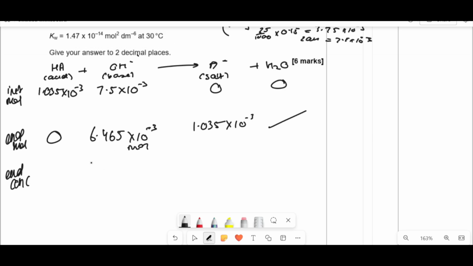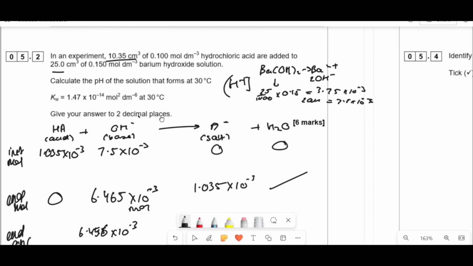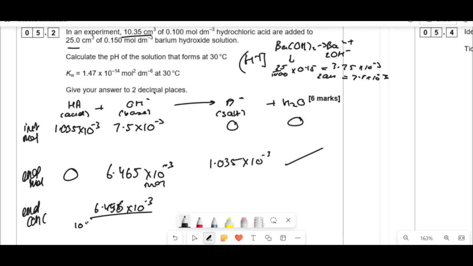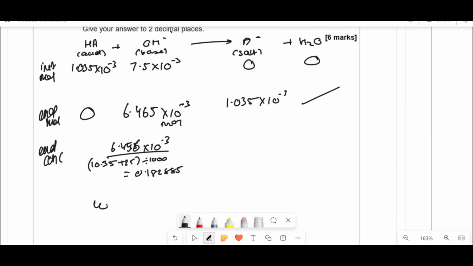So then what I need to do is work out the OH concentration, which will be 6.456 times 10 to the minus 3 divided by the new volume, because we mixed two solutions together, which is going to be this plus this over 1,000. So 10.35 plus 25, all divided by 1,000. If we do that, we get a new concentration of 0.182885.